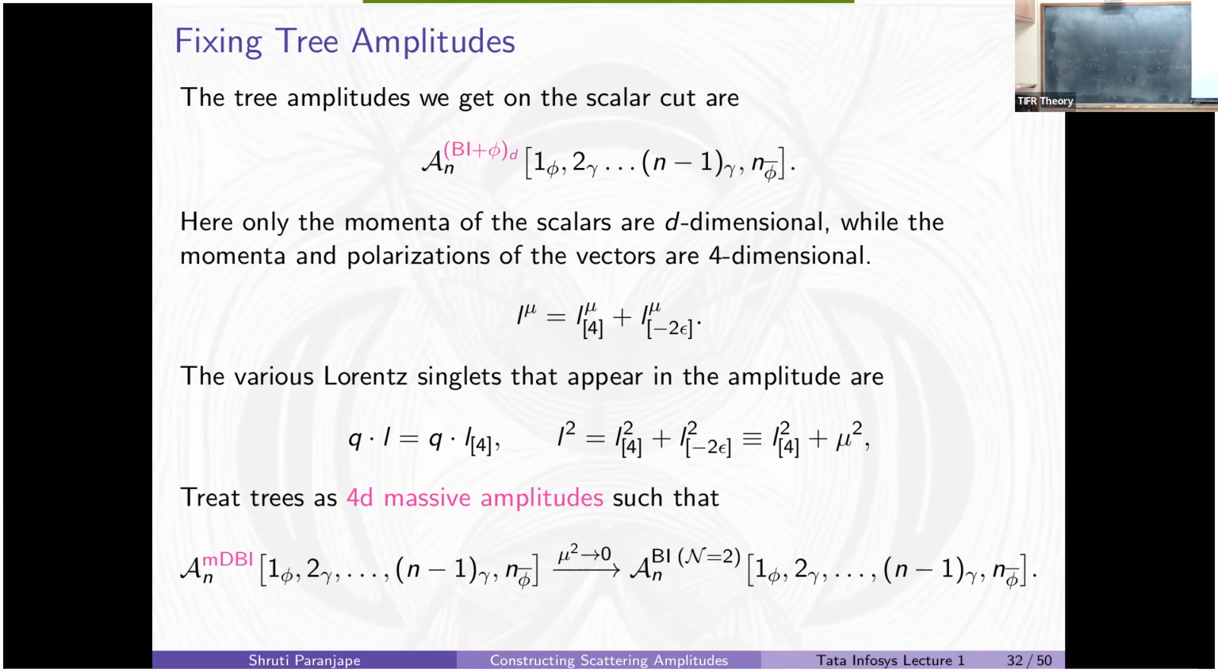And so also because of that, this mu square, all it's doing is changing the momentum. All it's saying is that these scalars are now massive scalars. And as a result, I can just think of this as a 4-dimensional amplitude with massive scalars. So that's all I need to construct: a 4-dimensional amplitude with massive scalars and Born-Infeld photons, such that when the mass goes to 0, I get n equals 2.